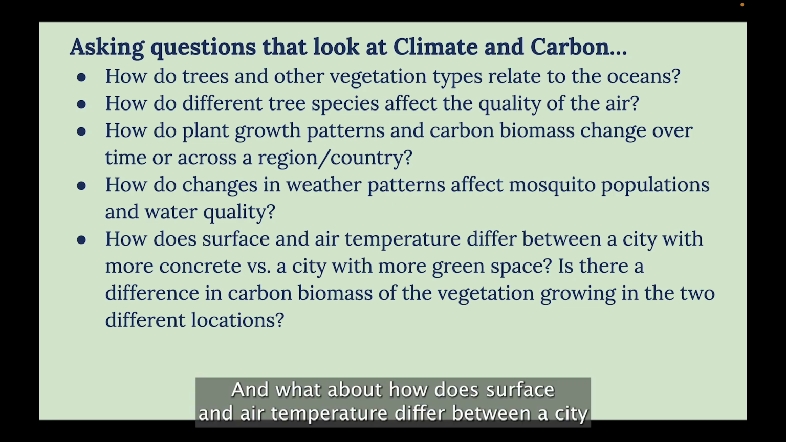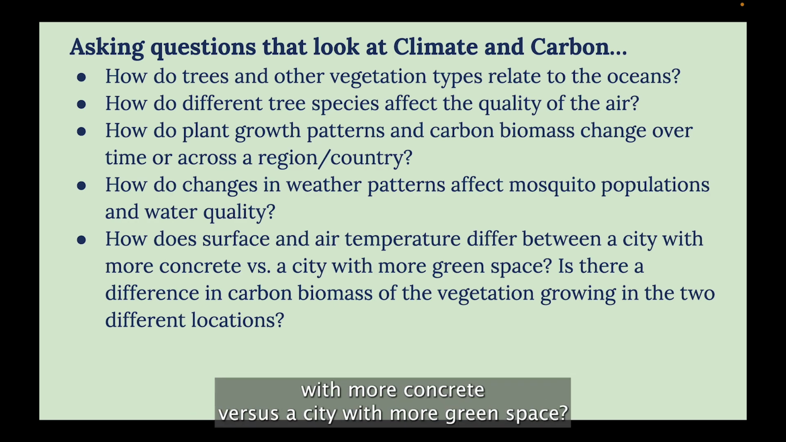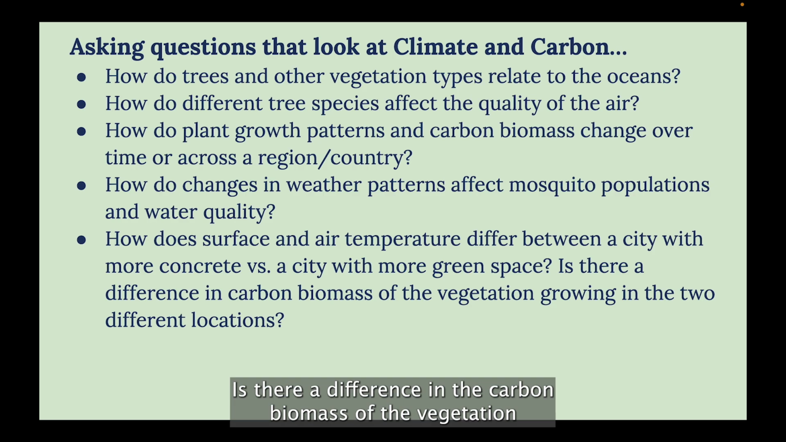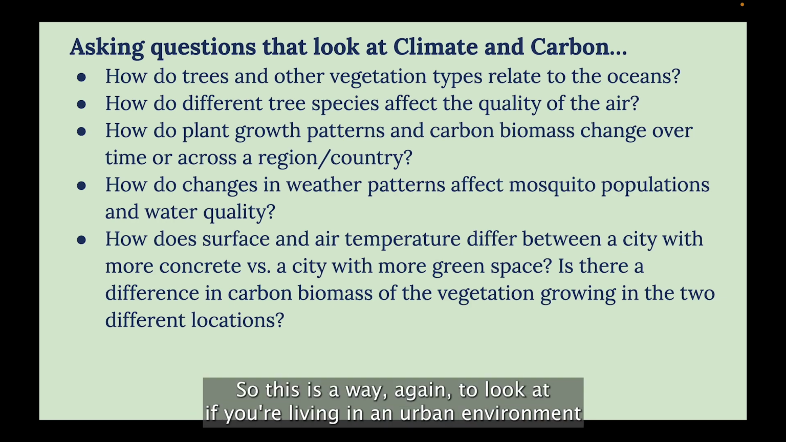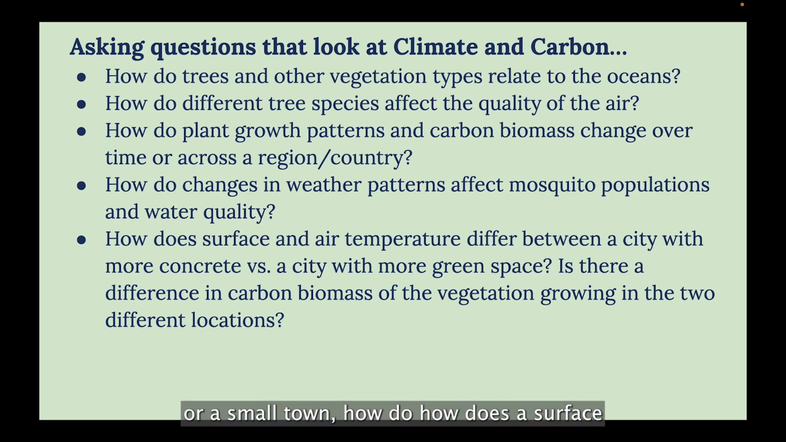And how does surface and air temperature differ between a city with more concrete versus a city with more green space? Is there a difference in the carbon biomass of the vegetation growing in these two different locations? So this is a way, again, to look at, if you're living in an urban environment or a small town, how does the surface and air temperature change when you're on a city street versus at a city park?